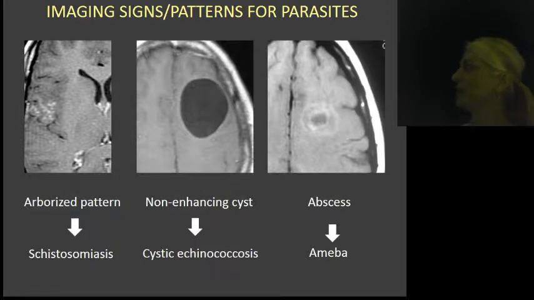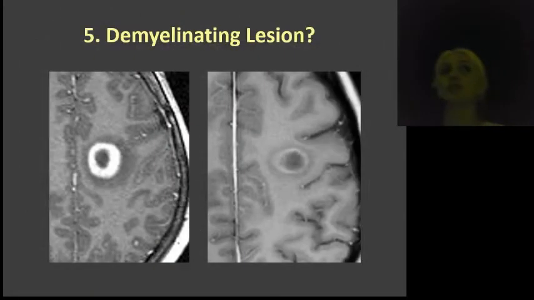An arborized pattern would be schistosomiasis, a non-enhancing cyst in the brain is cystic echinococcosis, and sometimes all the other abscesses, like this target-looking one, was an amoeba infection. The last diagnosis of a ring-enhancing lesion, when we have excluded tumors and all kinds of infections: sometimes a ring-like lesion can be a demyelinating lesion.